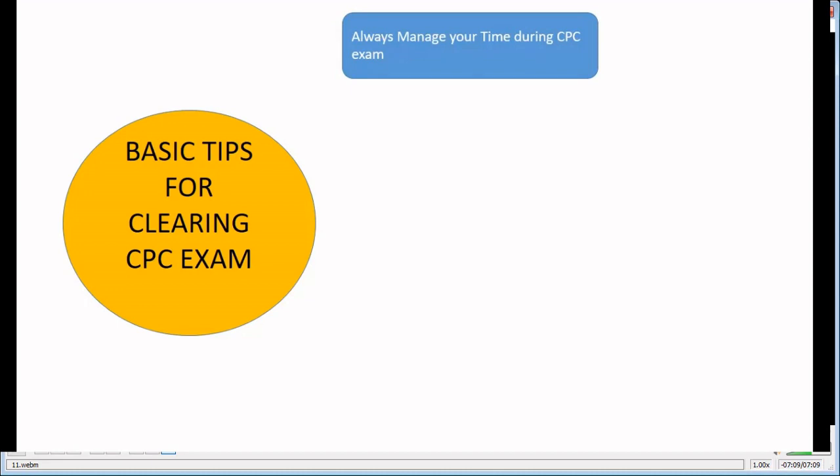So I would suggest before going for CPC exam, please manage your time by solving some question papers. This will help you to answer all the questions given in CPC exam. Let's move to the other tip.